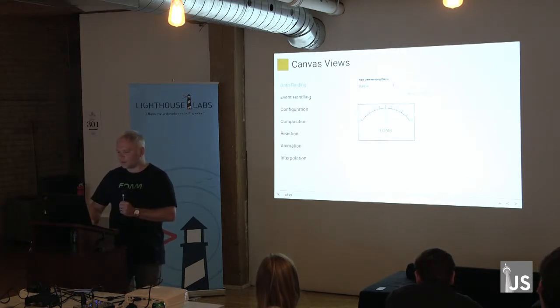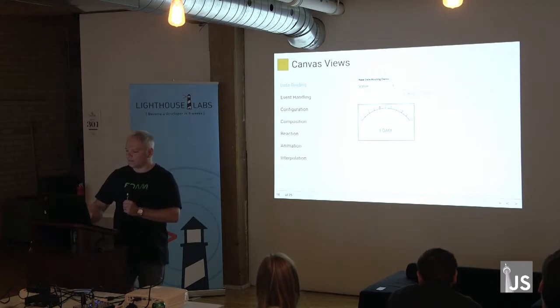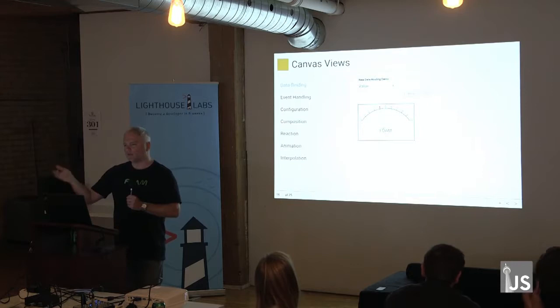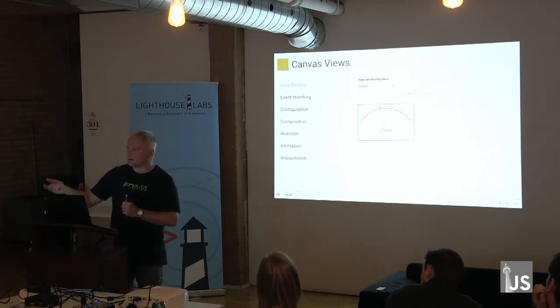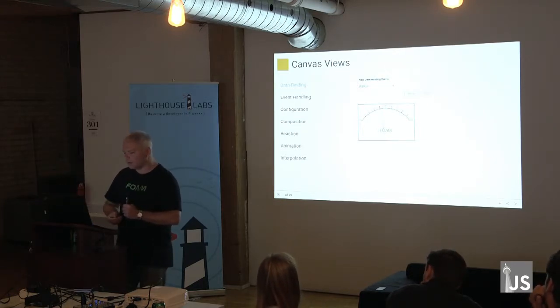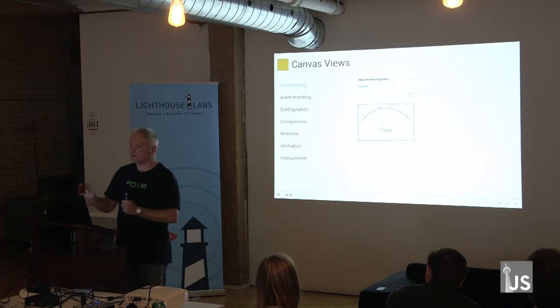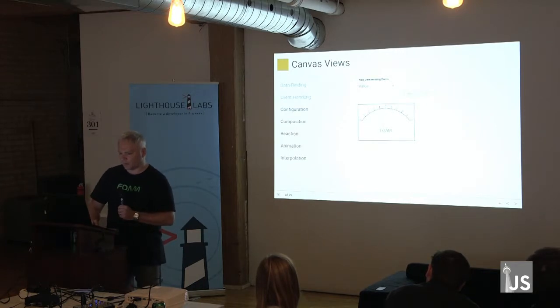So we have data binding here. I've got this value here, and I can increment it or decrement it. And then I have a graphic view. But when I give you that view, you can't tell the difference. I give you a view, and you can use it, and you bind data to it. You can do event handling, you do configuration, composition, reaction, animation. Everything is exactly the same. Whether that's Canvas, WebGL, DOM, or a combination, you don't know. It's the same programming model everywhere.